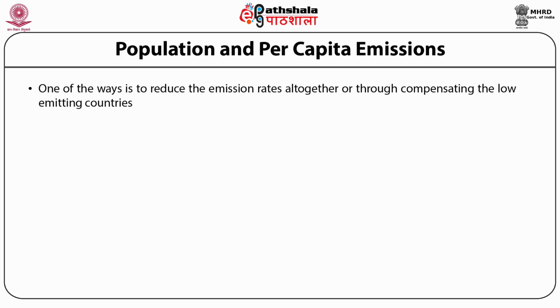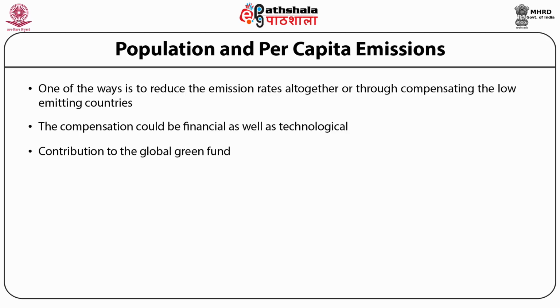One of the ways is to reduce the emission rates altogether. The other way could be to compensate the low-emitting countries for this over-access. The compensation could be financial as well as technological. Still another way could be to contribute to the Global Green Fund, which is managed to ensure investment in cleaner fuel technology and sustainable structures.